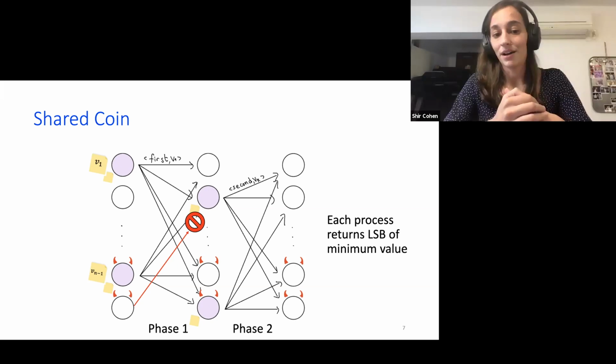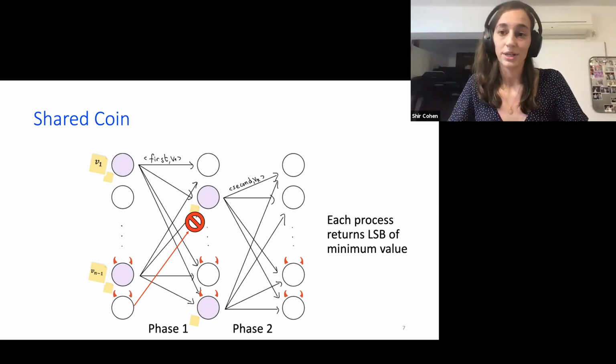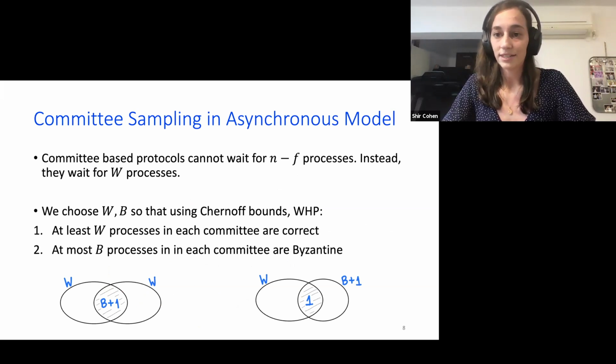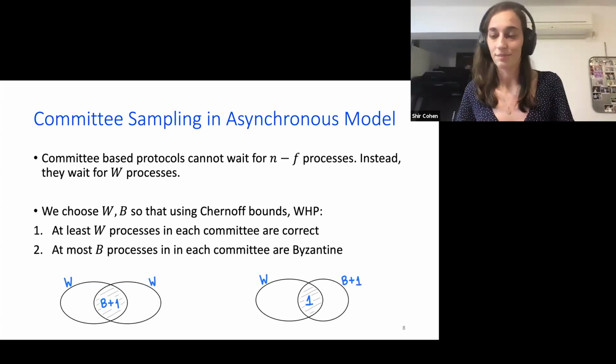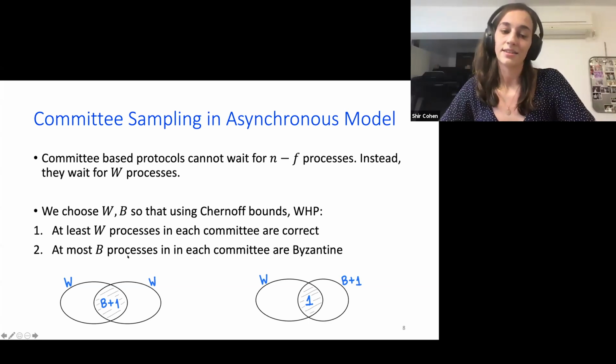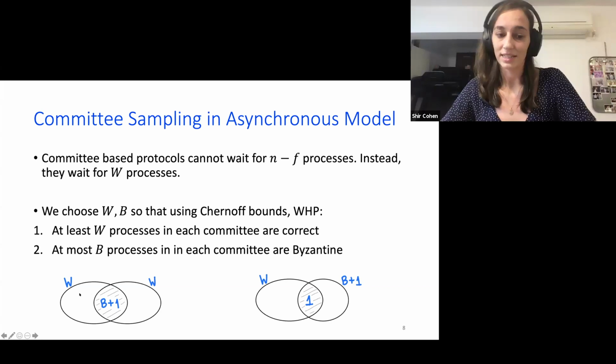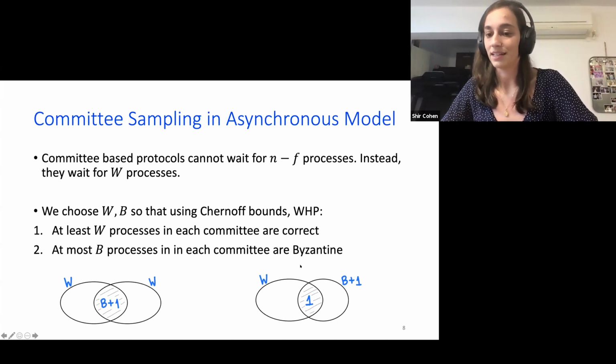The problem is, when we compute this committee sampling, these guarantees don't hold anymore, because we cannot predict exactly how many nodes are elected, and we don't know how many correct or Byzantine processes are in it. So we define two parameters, W and B, so that using Chernoff bounds, we can show with high probability that in each committee sampling, at least W processes in the committee are correct, and at most B of them are Byzantine. This helps us with the progress of the protocol, but we still need some form of quorum intersection. So we derived two more properties: two subsets of size W will intersect by at least B+1 processes, meaning there is at least one correct process among them, and a set of size W will intersect with a set of size B+1 by at least 1.